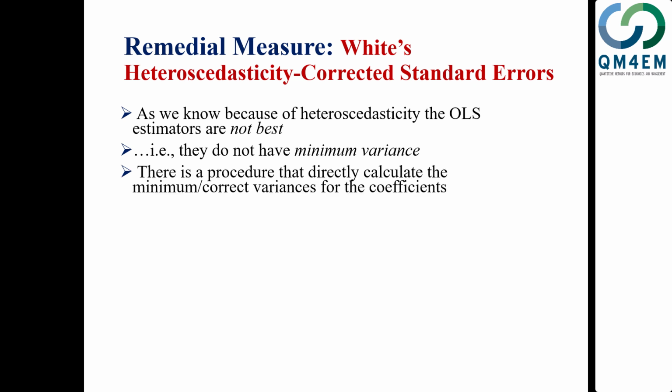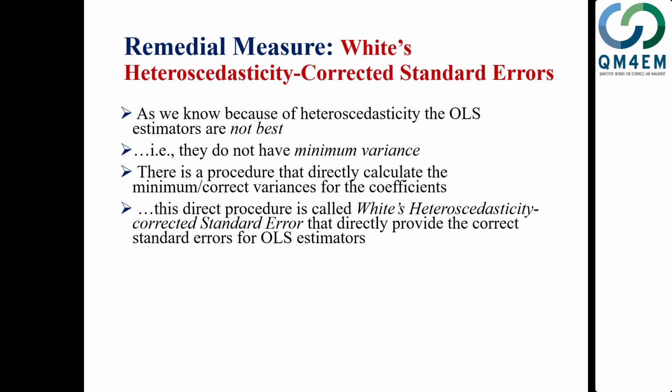White proposed a procedure that directly calculates the minimum or corrected variance for the coefficient. So instead of transforming the data and ensuring homoscedastic variance, White proposed a procedure that directly gives the variances that are corrected for the heteroscedastic problem. This direct procedure is called White Heteroscedasticity-Corrected Standard Error, and it directly provides the correct standard errors for OLS estimators.